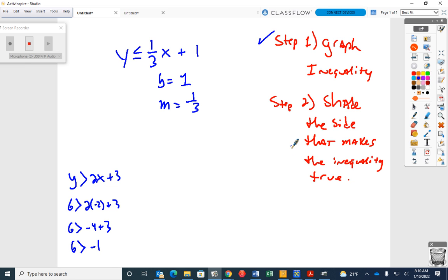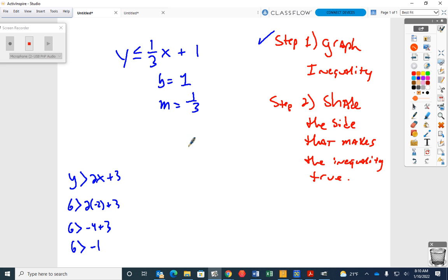0, 0, unless it runs through 0, 0. None of the ones I gave you run through 0, 0. If it does, you can use any test point. You could use 1, 1. You could use -5, -5. It doesn't matter. A test point will prove whether that inequality is true on either side of the line. Does that make sense? So let's use 0, 0.